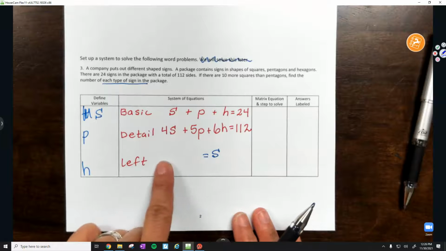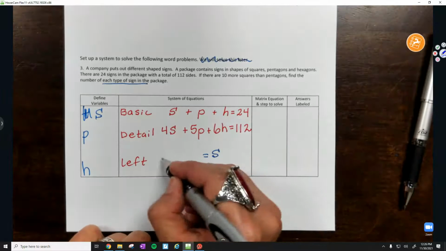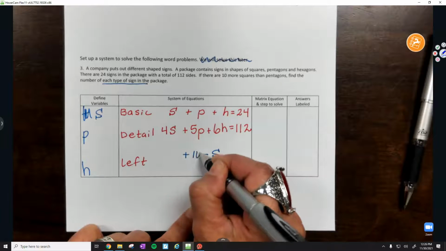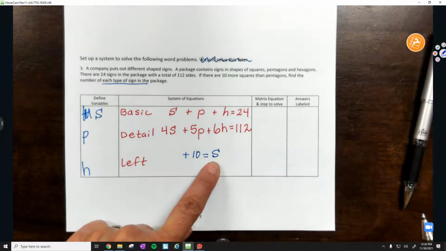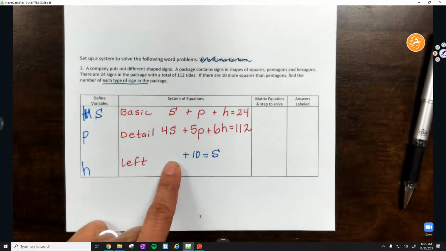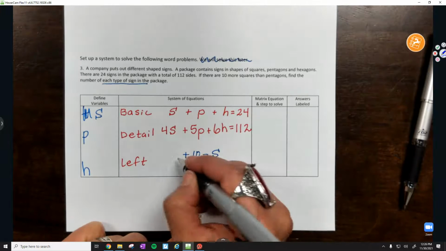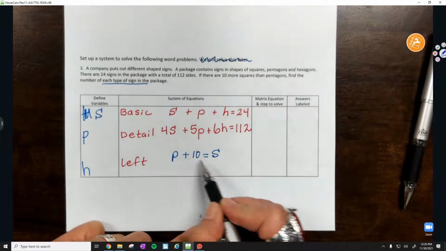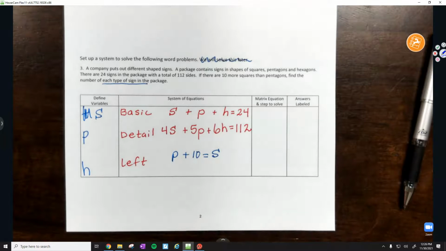So there's something plus 10. Something happened, then plus 10. That's going to give you the total squares. What goes in front of this plus 10? The P. Good job. P plus 10 is squares.